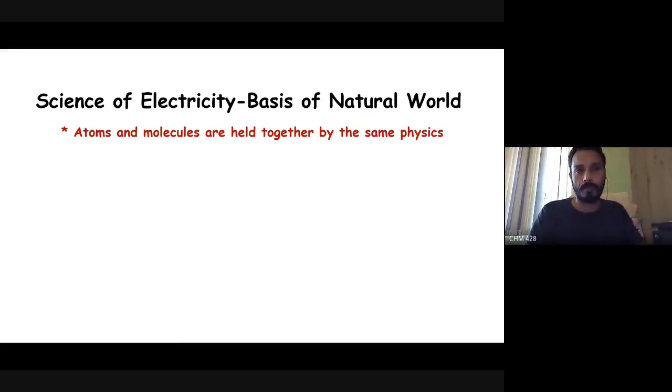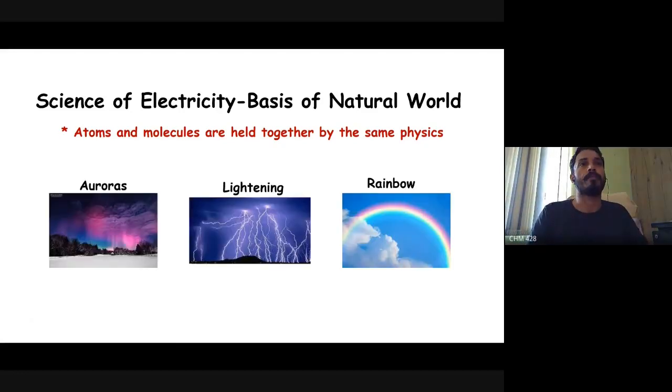This says that this physics, or the science of electricity, is responsible for holding the atoms and molecules in their own world. And very importantly, it can even produce auroras, lightning, and rainbows.